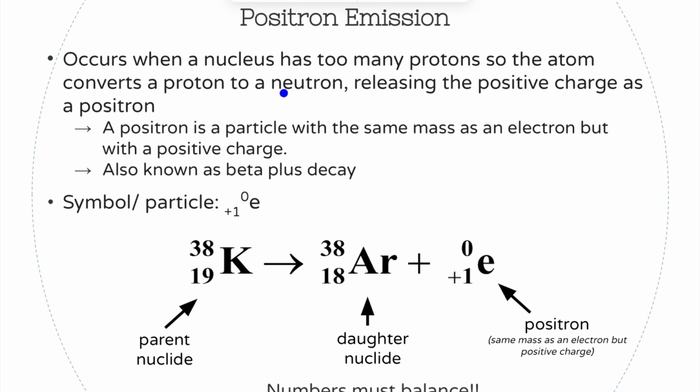from that proton then becoming a neutron. And so our particle in this case is similar to that electron, but with a positive one instead of a negative one. And we can see that modeled here.